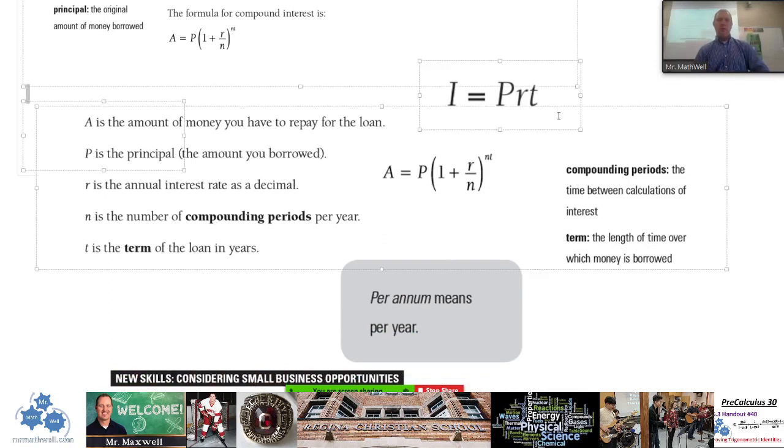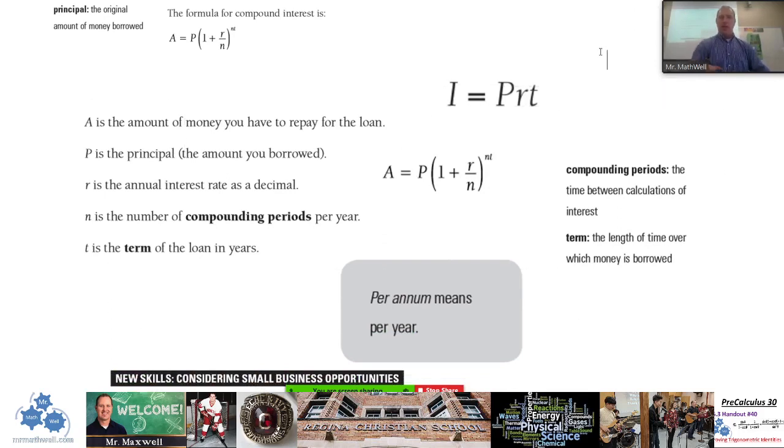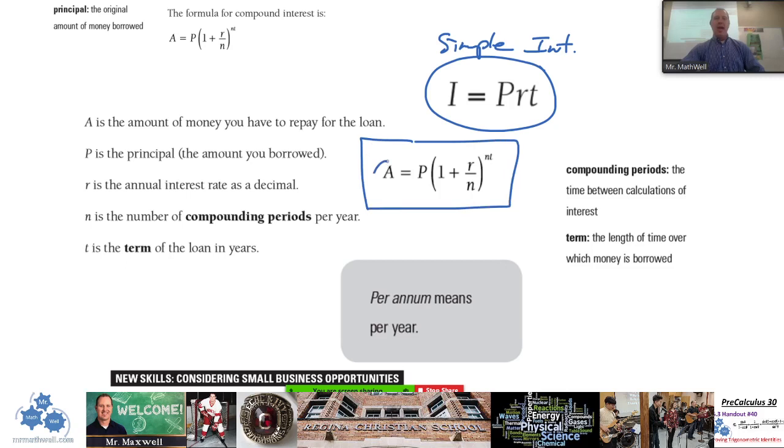This is the simple interest formula, which you don't really have much to do with in this chapter, I guess. This is compound here. So the A is your future value, or the amount of money that you have to repay, or the amount of total money involved at the end. P is the principal. So the principal is the initial amount that you borrowed.